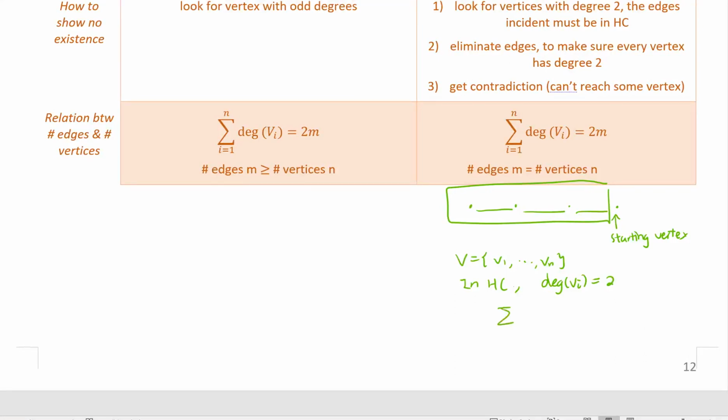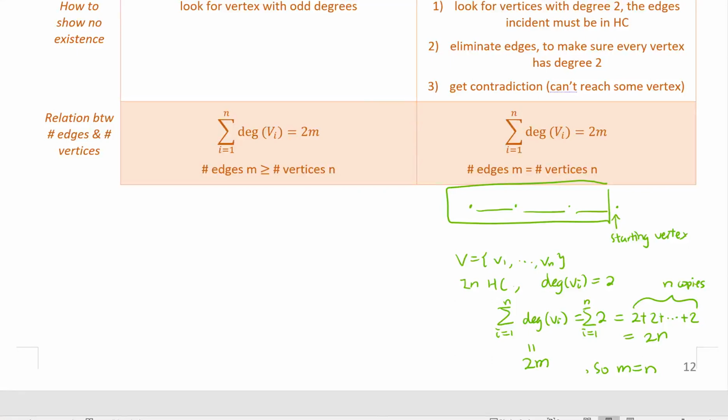So when we use this formula, the sum from i equals 1 to n of the degree of vi, because each vertex has degree 2, is just the sum from i equals 1 to n of 2. So this is 2 plus 2 plus 2, with n copies of 2 added together. That's why it's 2n, and we also know for any graph, the sum of the degrees equals 2m. So dividing both sides by 2, we get m equals n. So this is another way to show it.